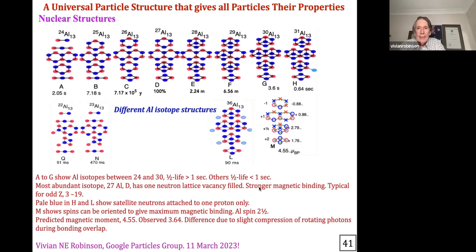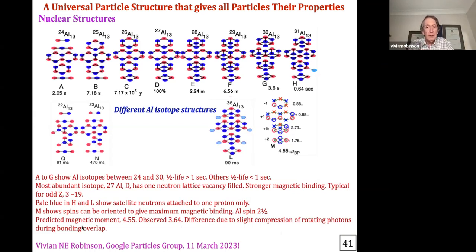Now, for those who are really keen, you can work out the spins, the orientations required to get maximum magnetic binding. When you do that, you'll find that you have a spin of 2.5, or 5/2. If you add up the magnetic moments, you should get a value of 4.55 mu BP, but it's actually been measured at 3.64. The difference is just due to a slight compression of rotating photons during their overlap process.